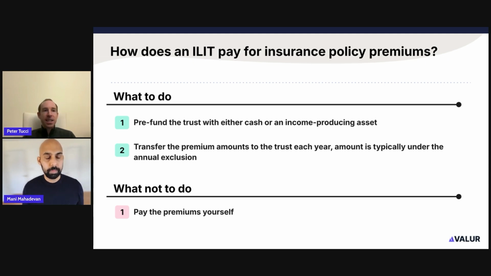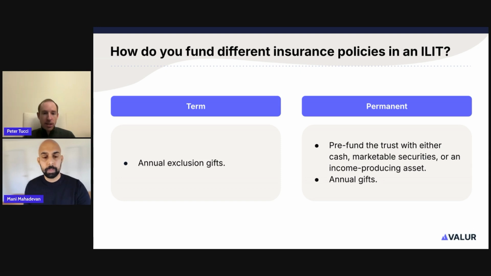So the basic idea is, let's say you have a term policy and you create an ILIT. It's for the benefit of your 2 kids. You put the term policy inside of it. The annual premiums are $25,000 a year. You can just make $25,000 gifts to the trust each year. And those can be annual exclusion gifts, so they don't use any of your lifetime exemption amount. And the trust will have enough money to pay the premiums itself.